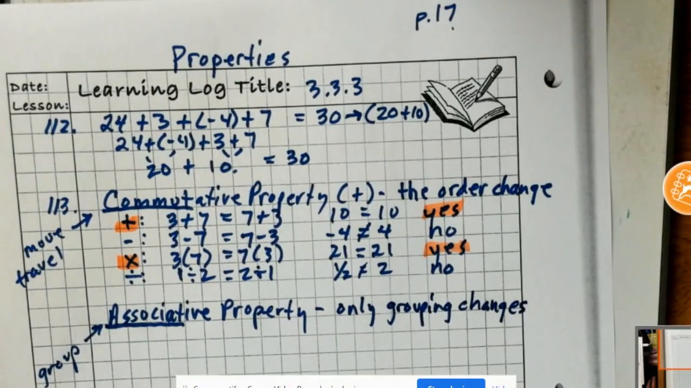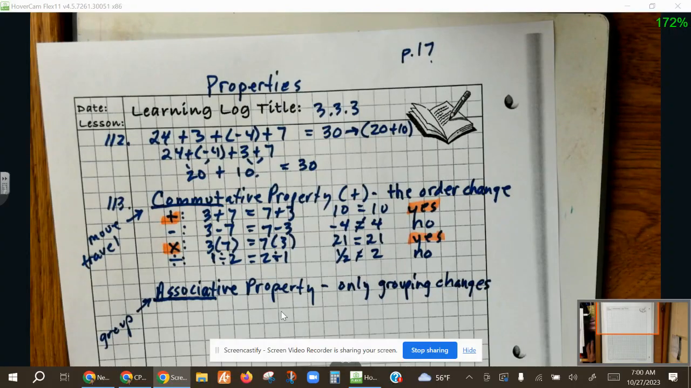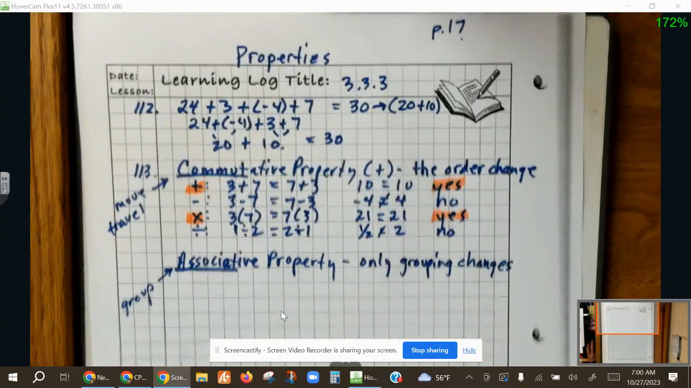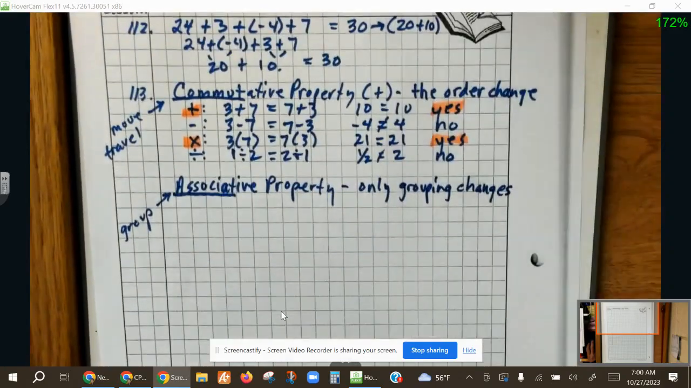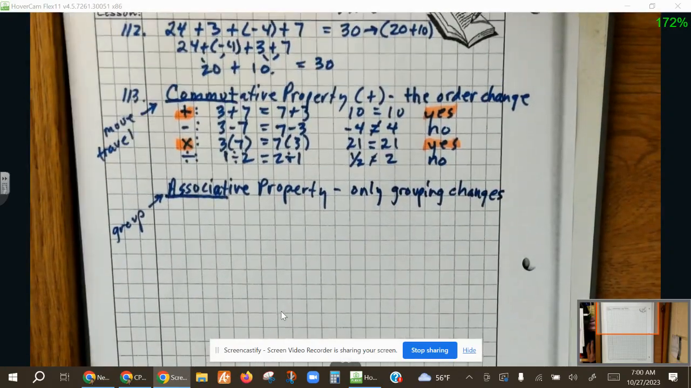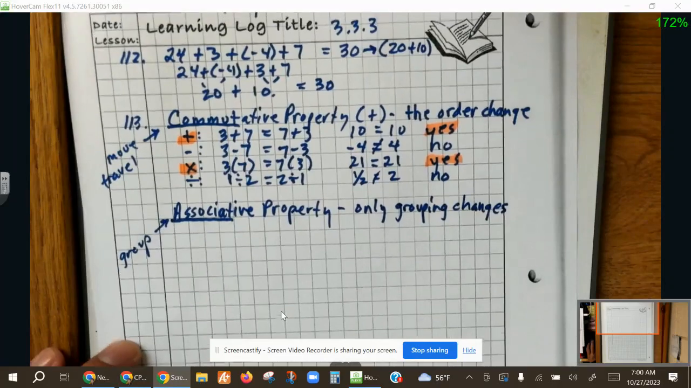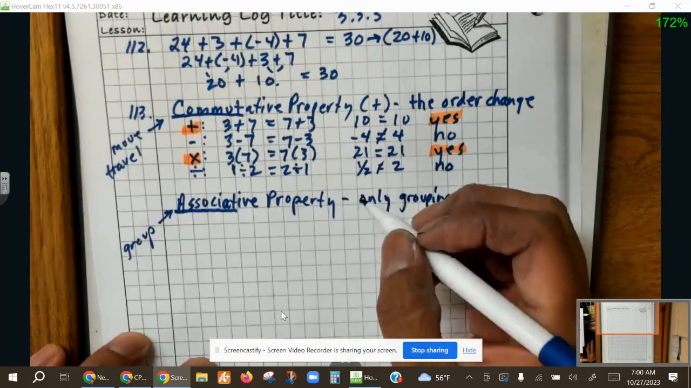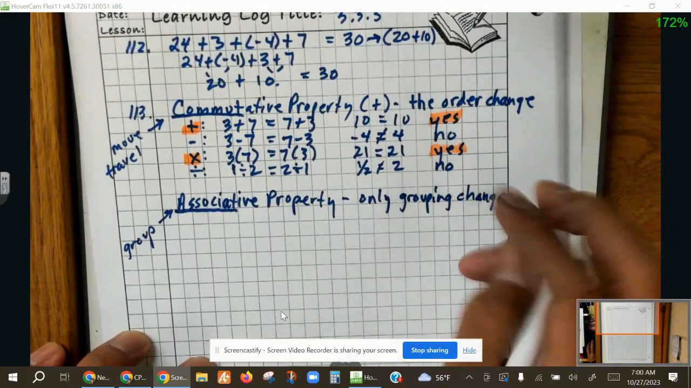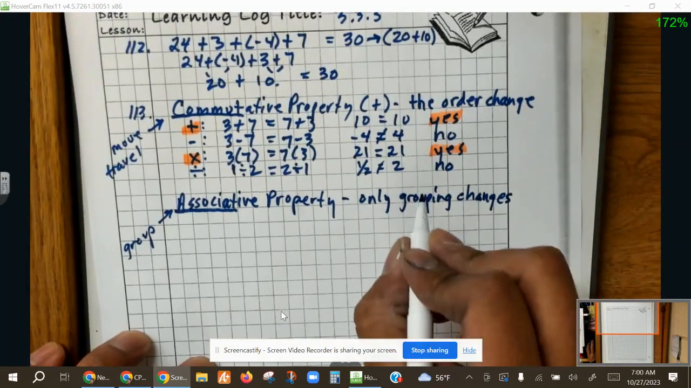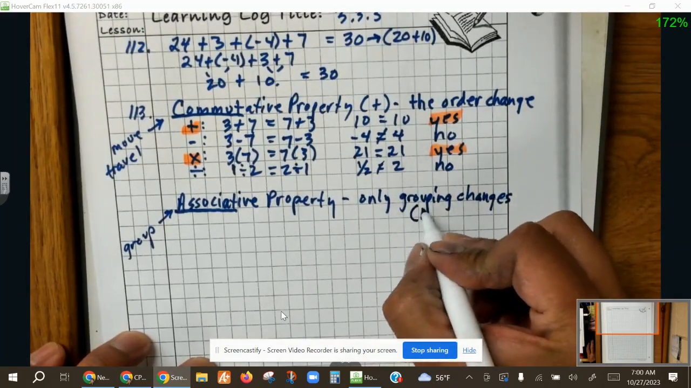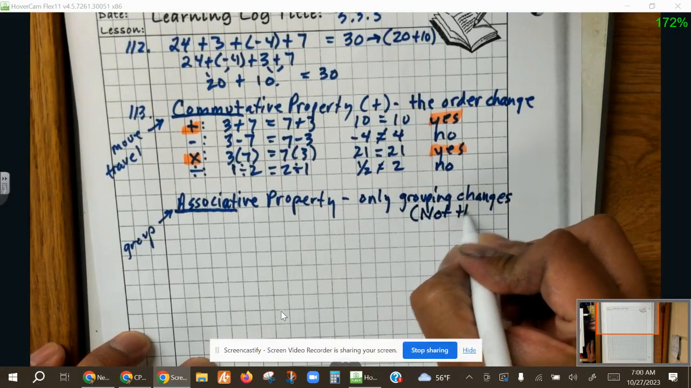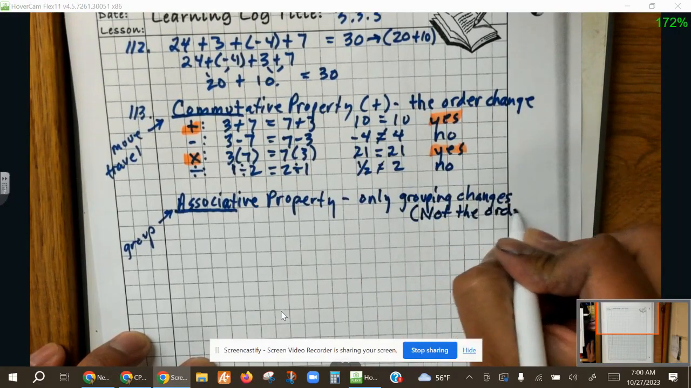Only grouping changes. All right. Okay, so let's look at which of these properties are associative. So we know that only the grouping changes. Now, only means the order does not change. So that's very important. The order does not change.